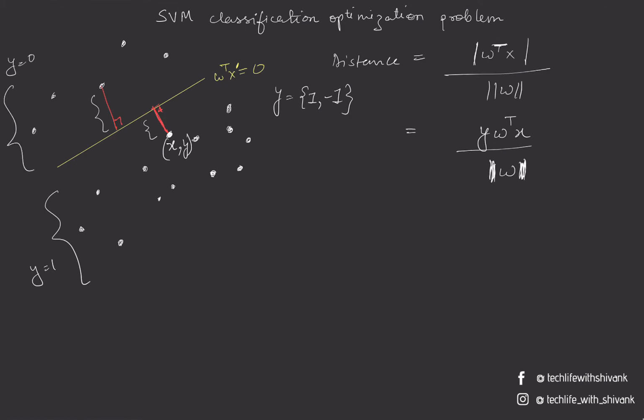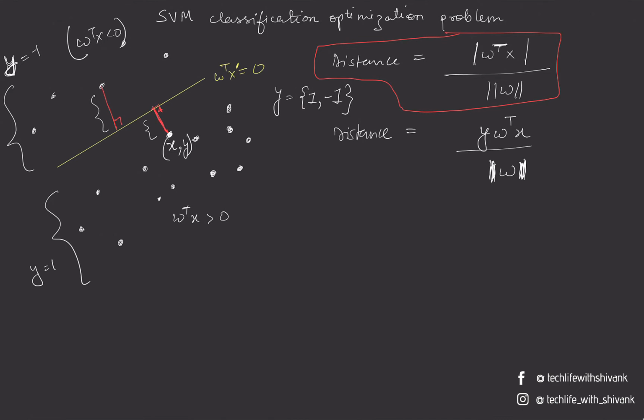So for all the points with y equal to 1, W transpose X would be greater than 0, and for all the points with y equal to -1, W transpose X would be less than 0. So if W transpose X is less than 0, we can multiply it with -1 to make it positive. So this is the distance formula that we get. The derivation of this expression is something I'm skipping for this video, but you can find it online at multiple places.